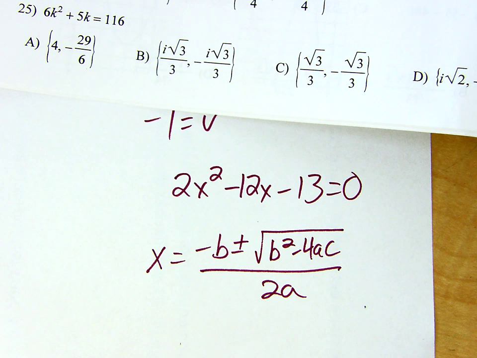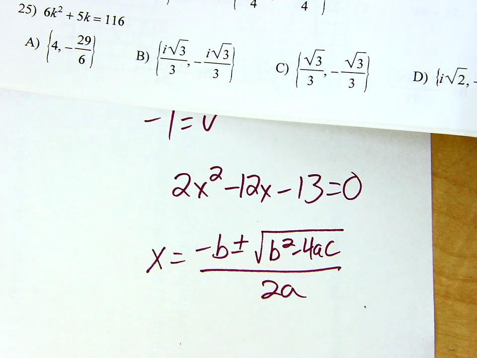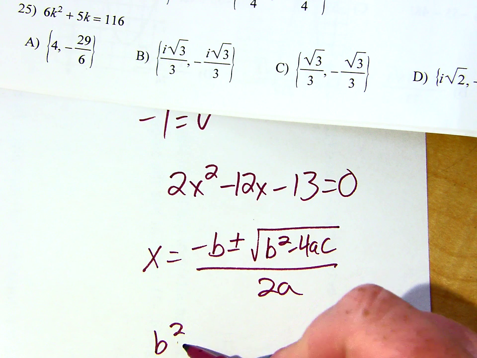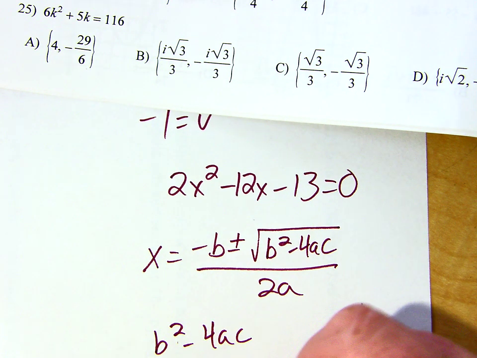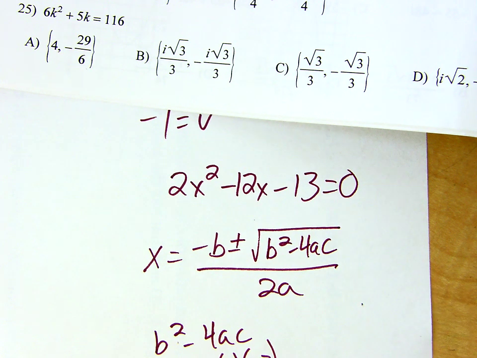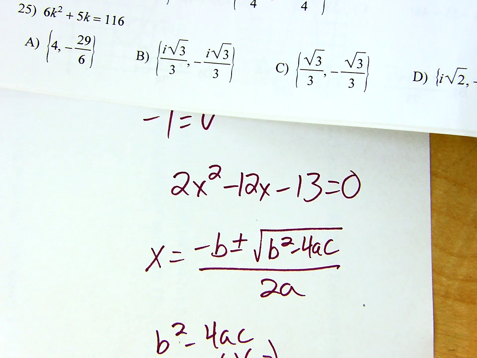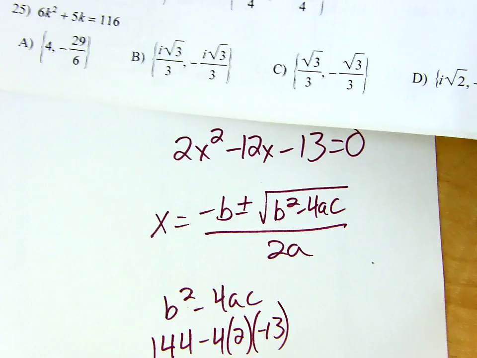I hope you got it right. Now, it's just a matter of me actually doing the work. I like to find the discriminant first, the square root part. So I'll just do that real quick. b squared minus 4ac. That would be 144 minus 4 times 2 times negative 13.